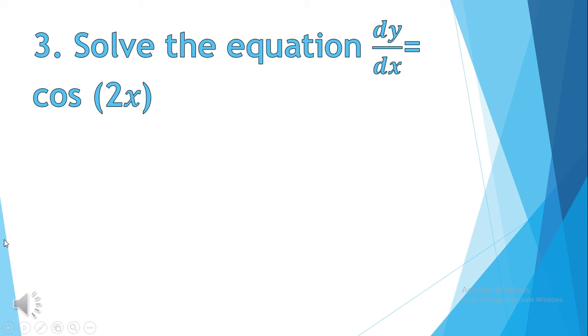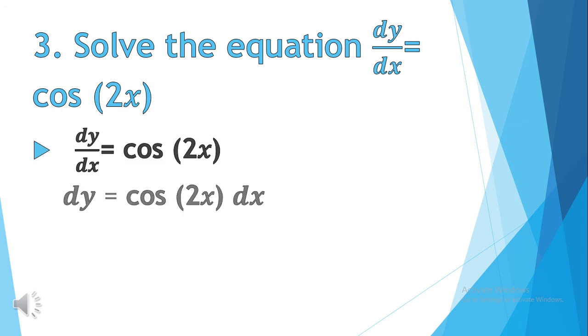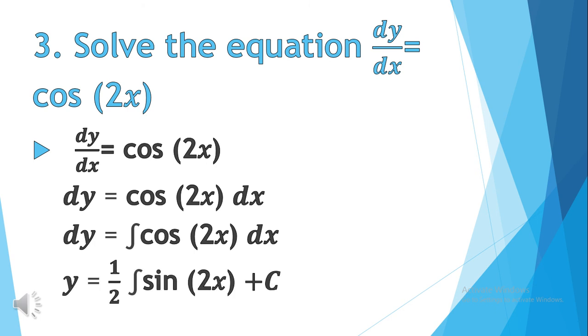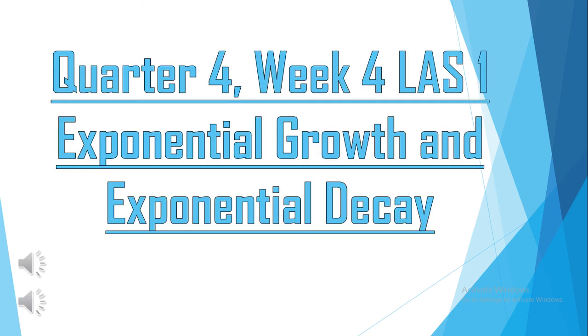Number 3. Solve the equation dy over dx equals cos quantity 2x. Separate the x's and y's, and we can now get that dy equals cos quantity 2x dx. Then, integrate it, and it means integral of dy equals integral of cos quantity 2x dx, which is y equals 1 half integral of sin 2x plus c. That is our final answer.